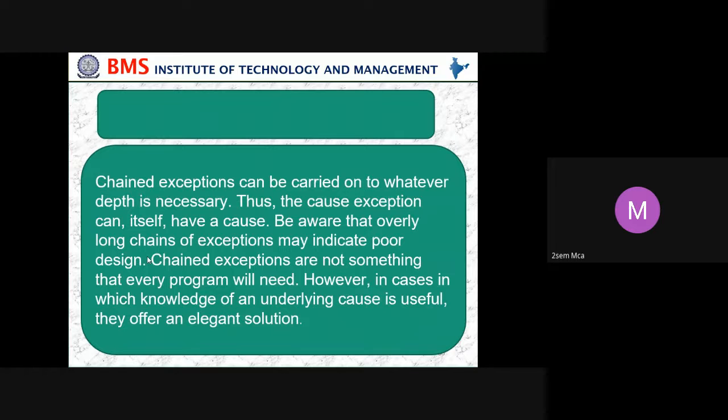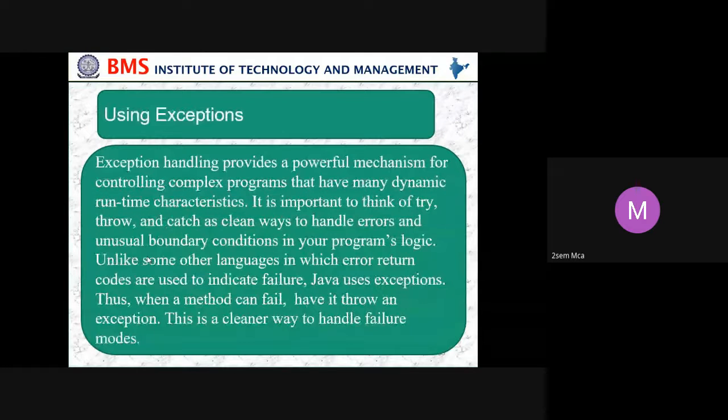The chained exception can be carried out to whatever depth is necessary. Thus, the cause exception can itself have a cause. Be aware that overly long chains of exceptions may indicate poor design. Chained exceptions are not something that every program will need. However, in cases in which knowledge of an underlying cause is useful, they offer an elegant solution.